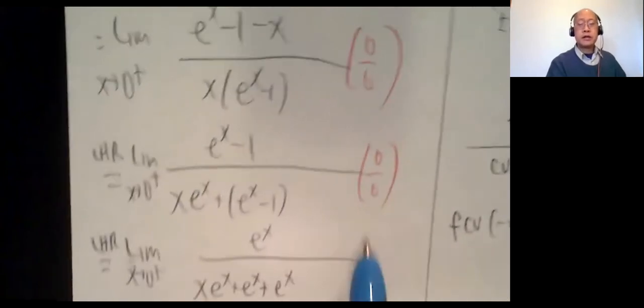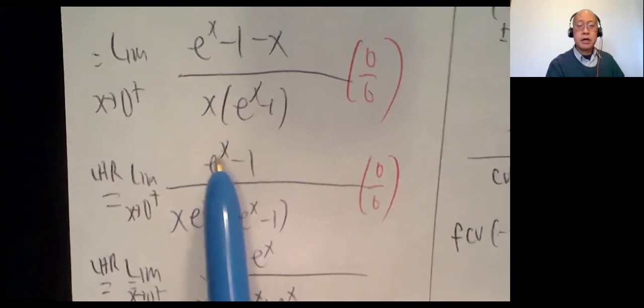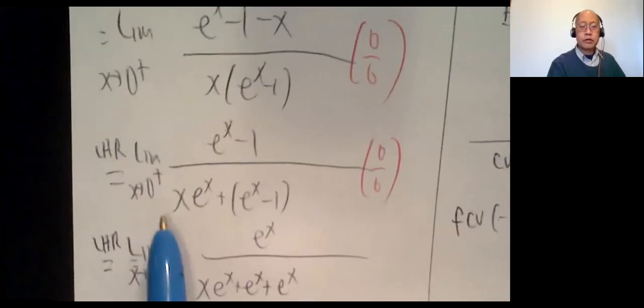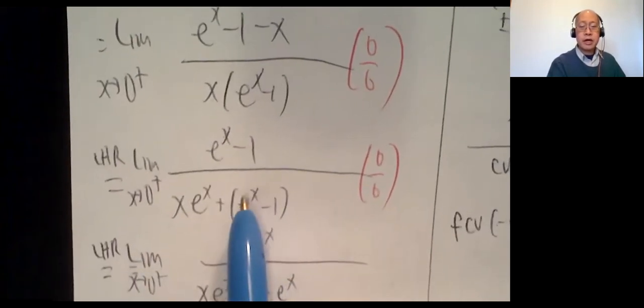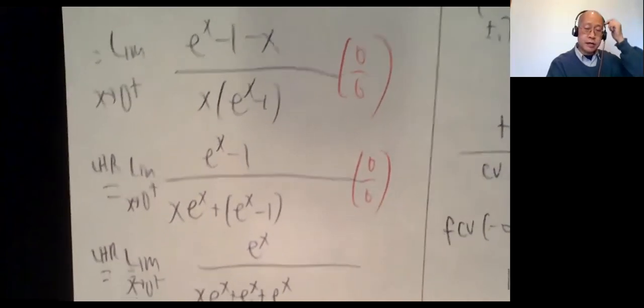All right, and it looks like we again get 0 over 0. If I plug in 0 to the top, I have 1 minus 1. Put a 0 here, that's nothing. And that's going to be the same thing, 1 minus 1, which is 0. So I can do L'Hopital's rule again.